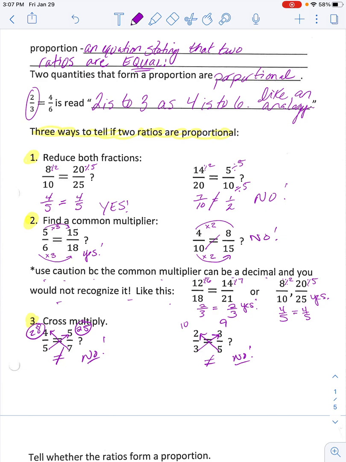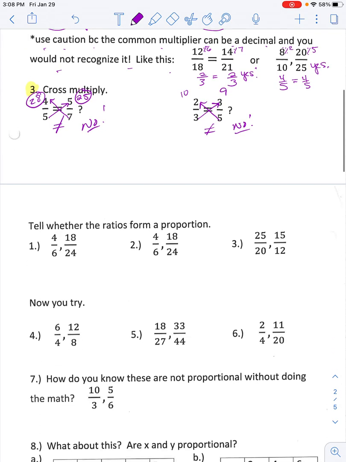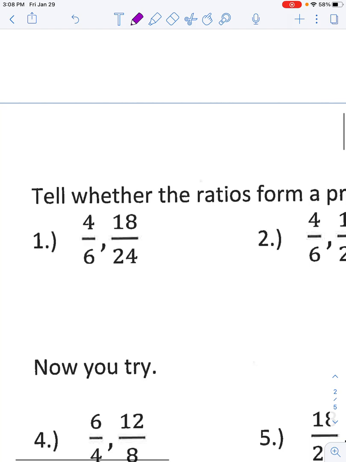Okay, so those are the three ways to determine if two sets of ratios are proportional: reducing the fractions, finding a common multiplier, or using cross products. Okay, so I'll do the next three with you, and then you can pause the video and do 4, 5, and 6. So again, it really doesn't matter what you choose.